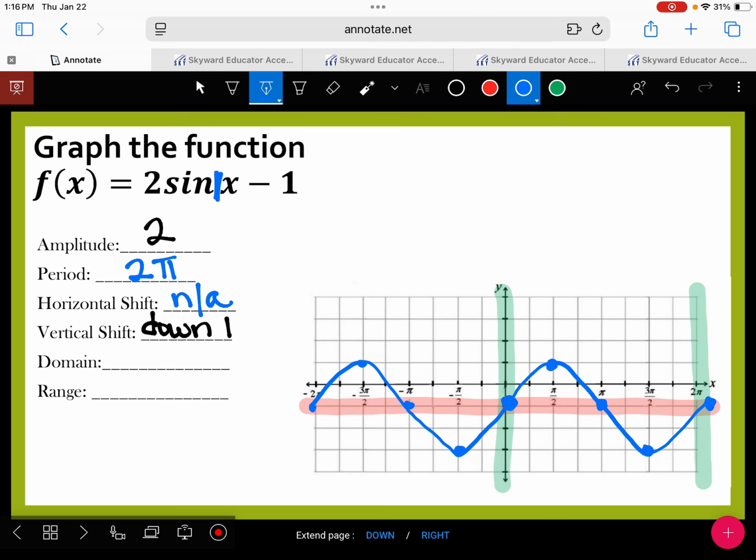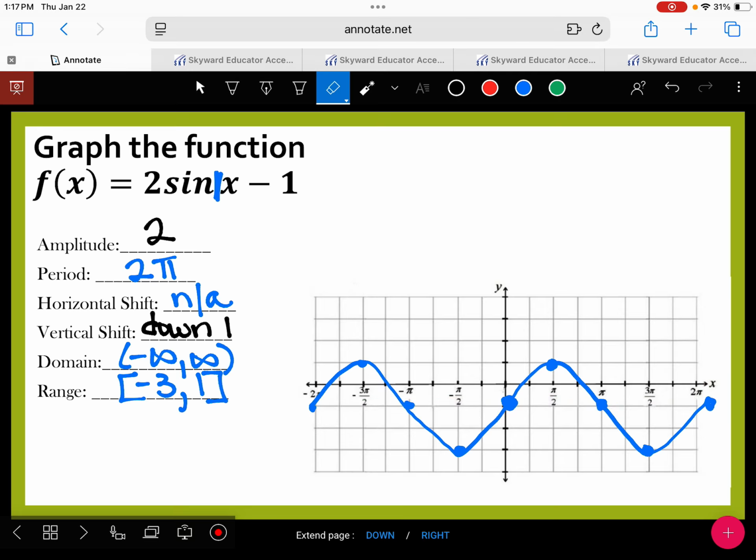That's my graph. Domain doesn't change. All right, what's the lowest point that my wave will go? -3, good. And what's the highest that the wave will go? 1. That's it. That's all you've got to do. We're only going to do one more and then we're going to end for today. I'll show you your test.